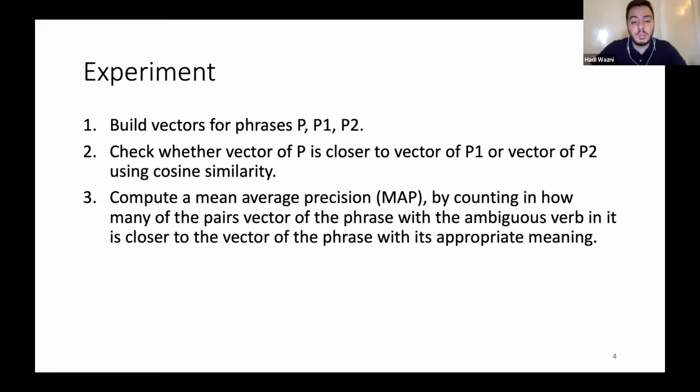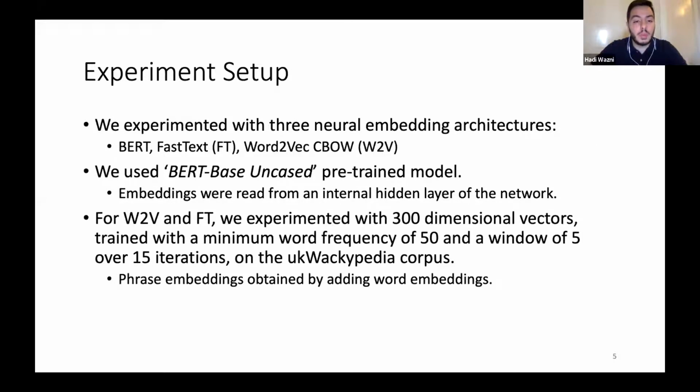And we computed the mean average precision by counting in how many of the pair vectors of the phrase with the ambiguous verb in it is closer to the vector of the phrase with its appropriate meaning. For this setup, we experimented with 3 neural embedding architectures: BERT, fastText, and word2vec continuous bag of words.